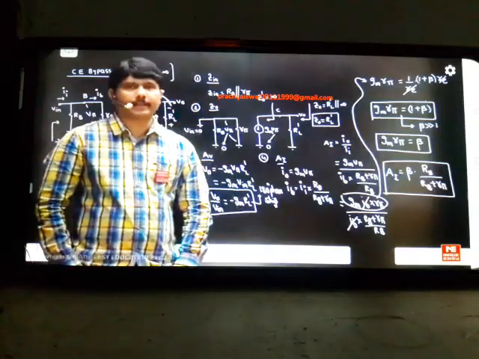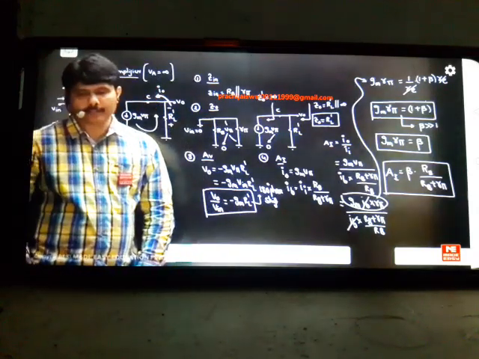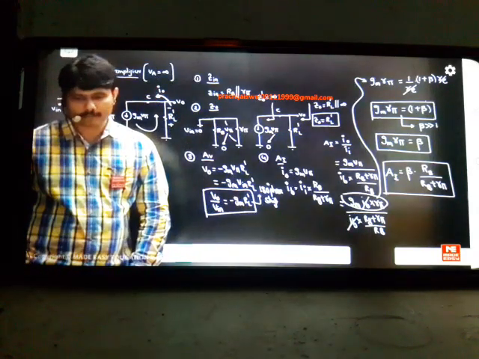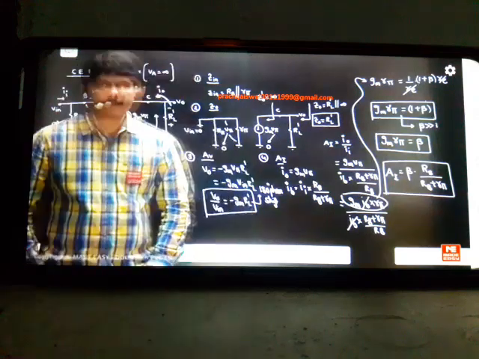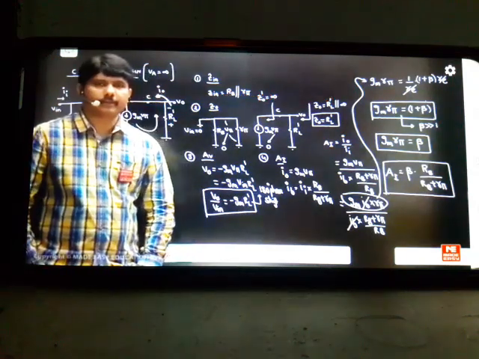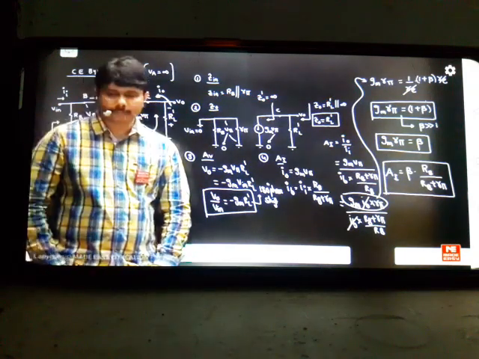Here, gm means 1 by r_e, not 1 by r_pi. It's 1 by r_e we have to take, not r_b. You're going in the wrong direction. r_pi is called the base dynamic resistance, but gm is defined for the emitter dynamic resistance. Okay? gm is 1 by r_e, not 1 by r_pi.